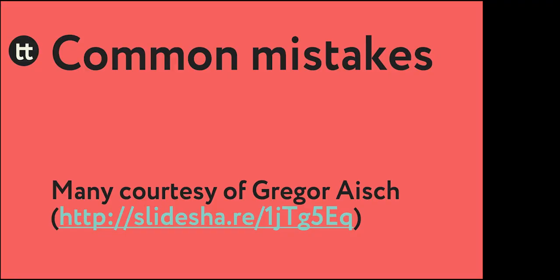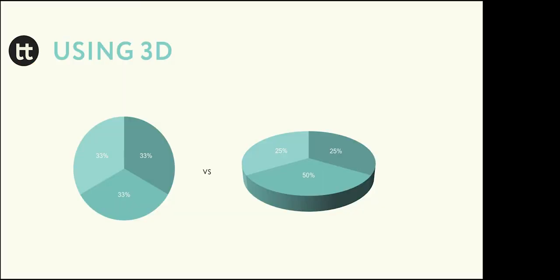So what are some of the common mistakes when it comes to charts? I will say a lot of these come from Gregor Aisch, who is a great data visualization expert. I think actually working now with the New York Times, but has also helped put together data viz tools like Datawrapper and other things. So do check out this presentation there if you'd like. Otherwise, here are some common mistakes.